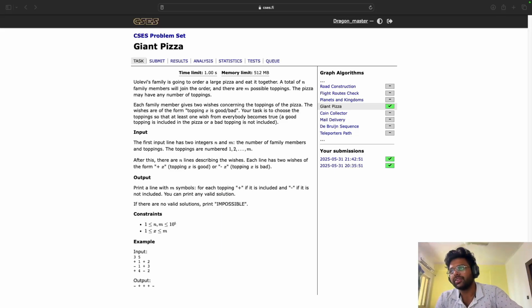So without wasting time, let's get into the problem statement and see how we can solve the problem. The problem is saying we are given a family with n family members and m possible toppings, and each family member has two wishes, whether a topping is good or bad. We have to find a possible solution so that for each family member at least one wish is fulfilled, and if we cannot find one, print impossible.